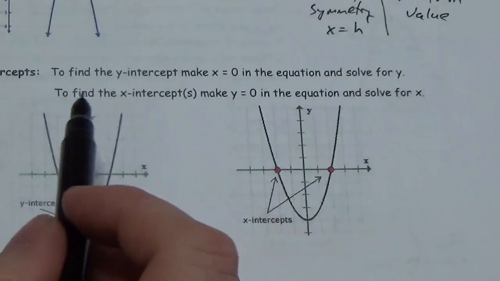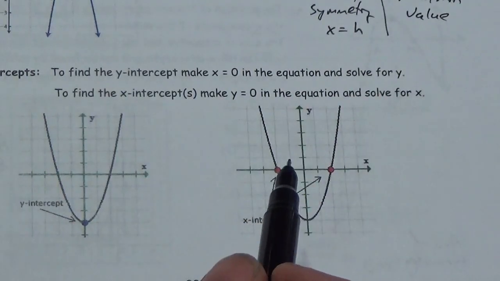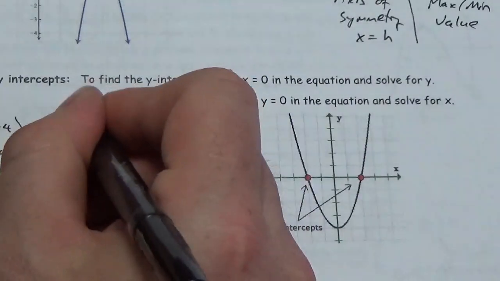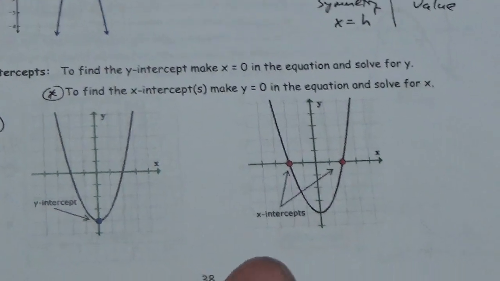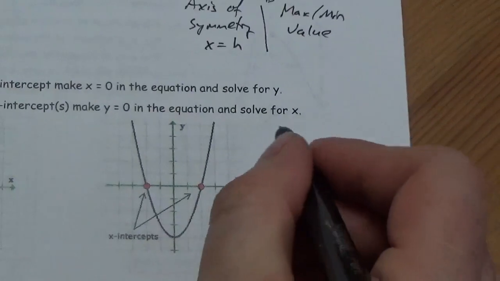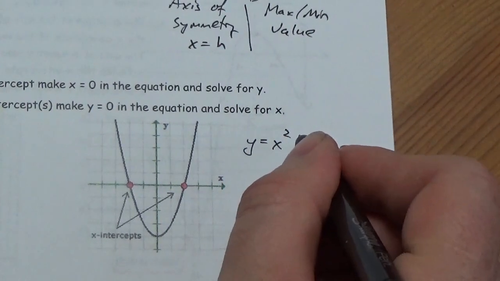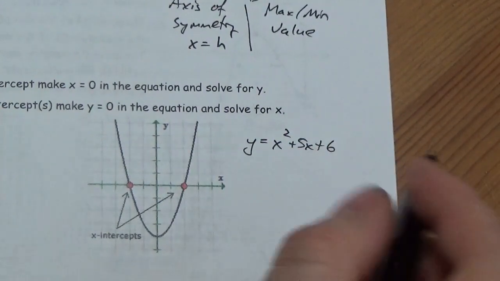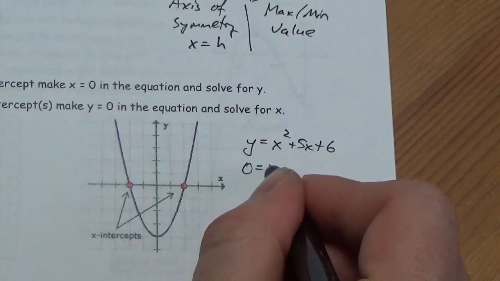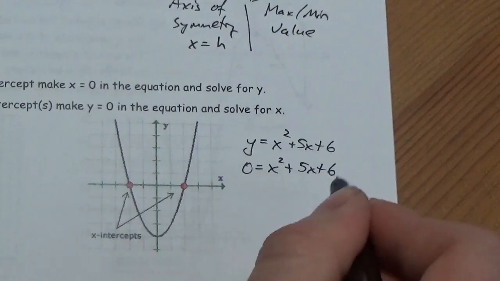Now, to get the x-intercepts, you make y equal to 0 and then you solve for x. That is not always easy. In fact, sometimes that can be quite difficult. Let me give you an example just to show you what I mean. Let's say it's y equals x squared plus 5x plus 6. As soon as I set y equal to 0, 0 equals x squared plus 5x plus 6, look at what I'm left with.